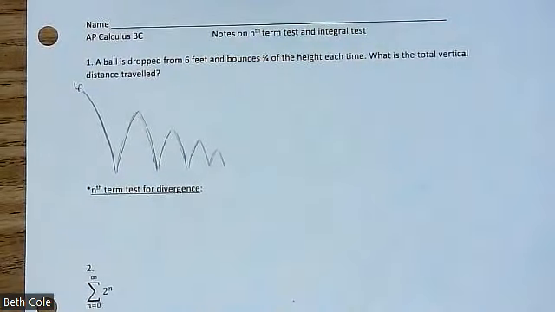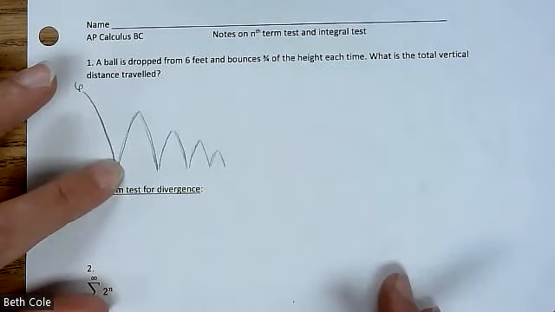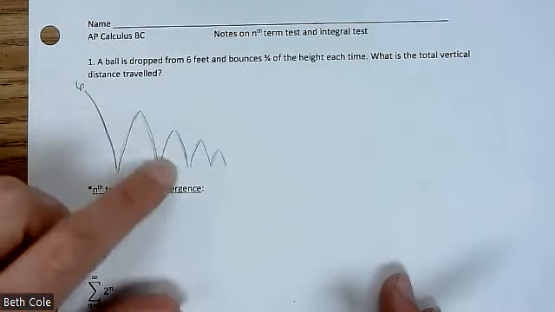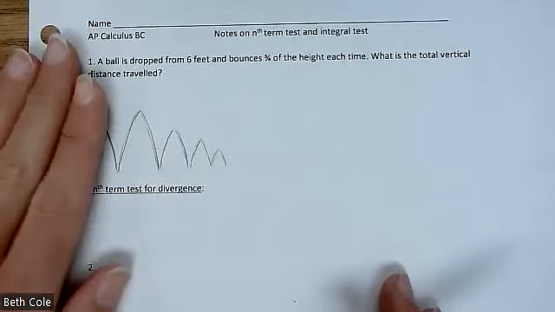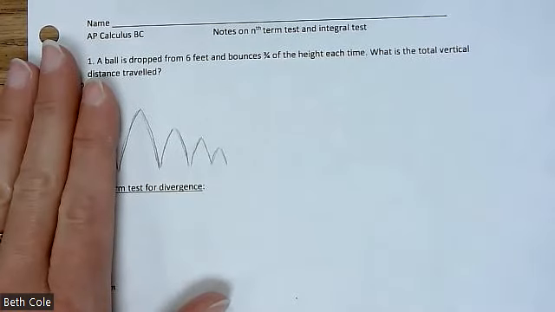So what we're trying to find, what the problem is asking, is what is the total vertical distance that gets traveled? What's a little weird about this is the vertical distance on the first one just goes down. All the others have both an up and a down. You see what I'm saying? So I'm going to leave that one off, and the rest of these heights are going to get doubled. Does that make sense? Like an up and a down.